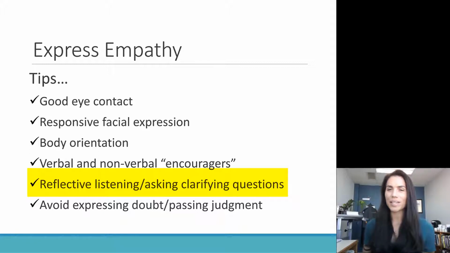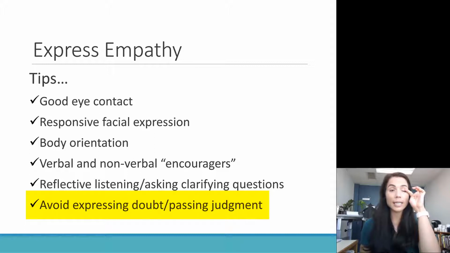Then reflective listening, and we're going to spend a lot of time on that later, asking and clarifying questions, and avoiding expressing doubt or passing judgment. That's probably the most critical component of expressing empathy.